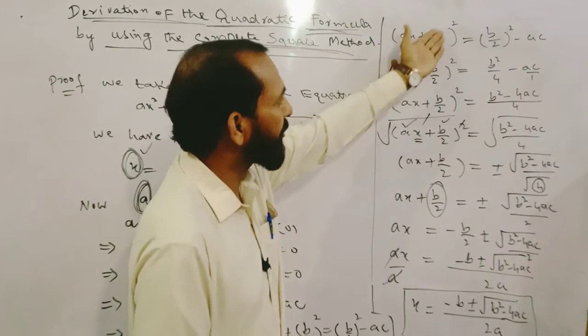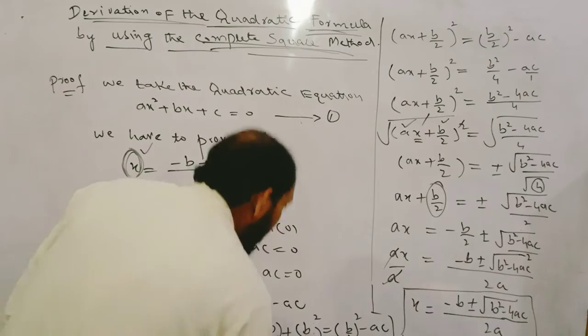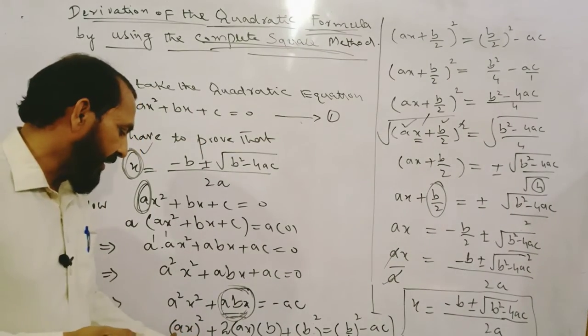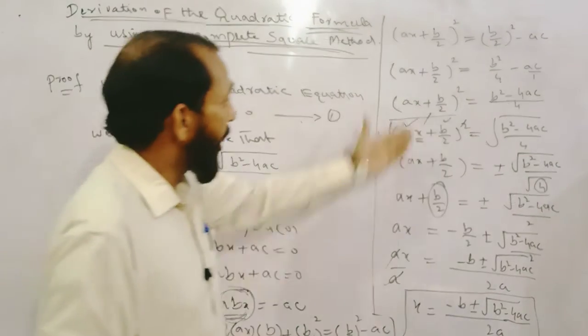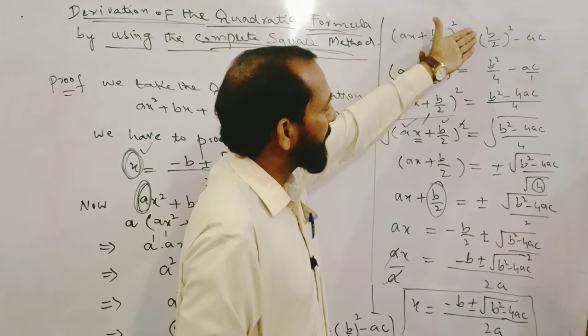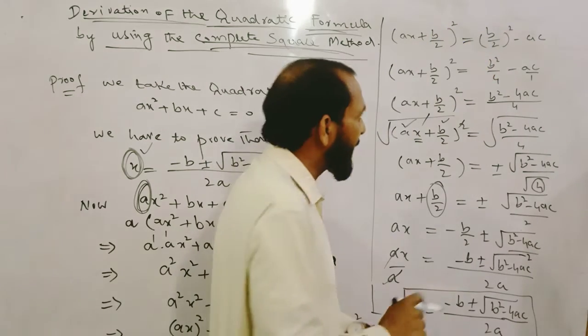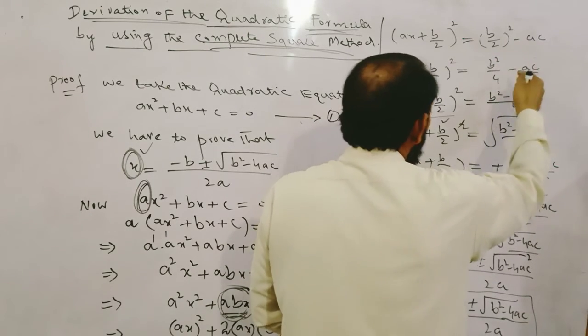Then we close this formula: ax plus b over 2 whole square. The first value is ax and the last value is in the form of plus. We take here the whole square b over 2 whole square negative ac. After expanding the square, b square over 4 minus ac.